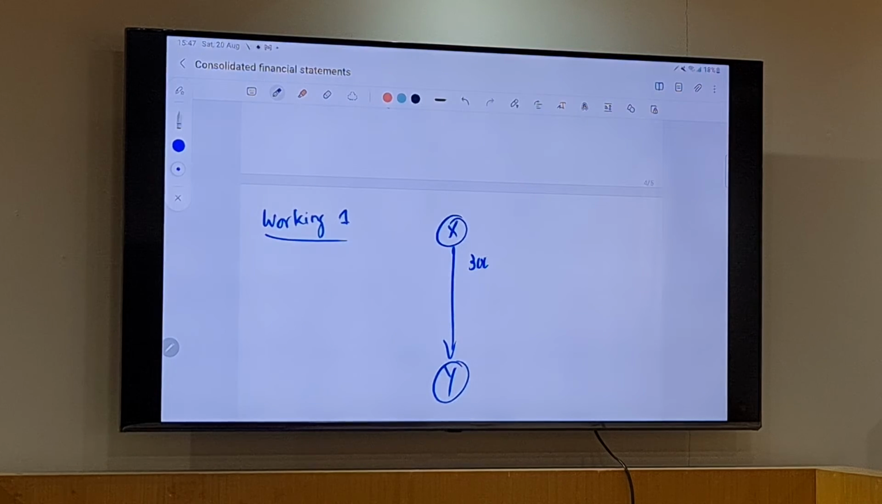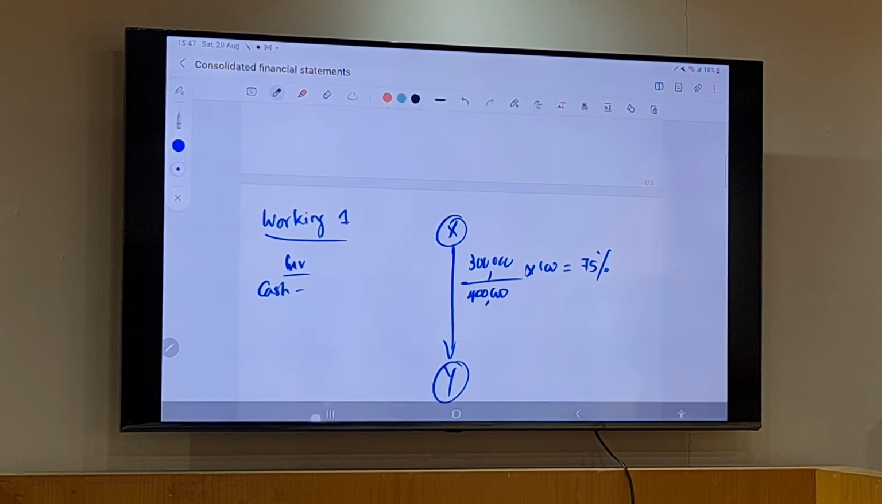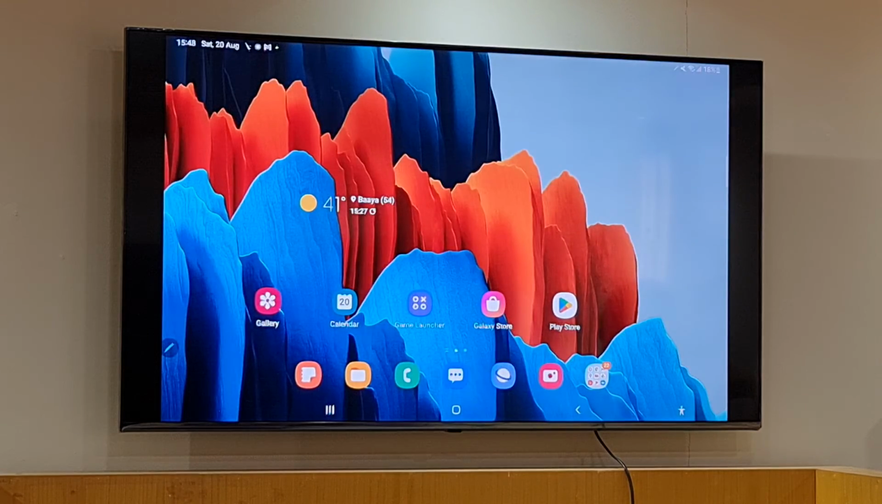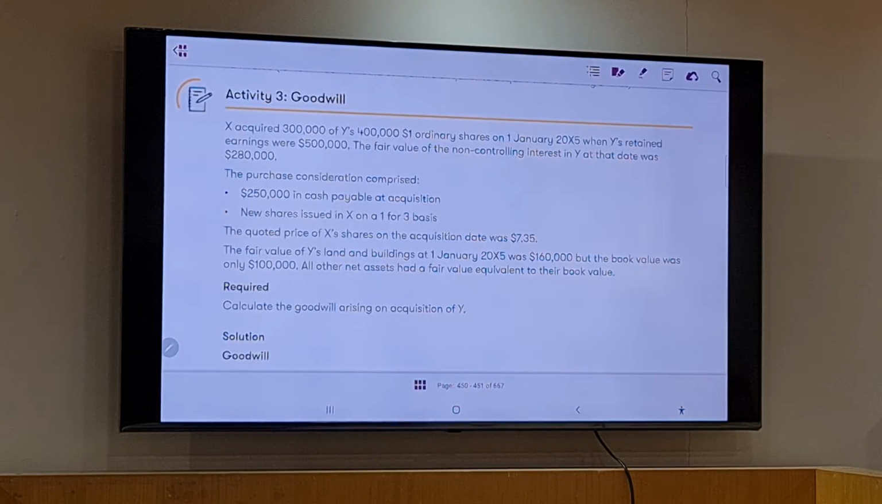They are purchasing 300,000 shares of 400,000 shares. So what is the percentage? Investment. Cash, how much? 250,000 cash.